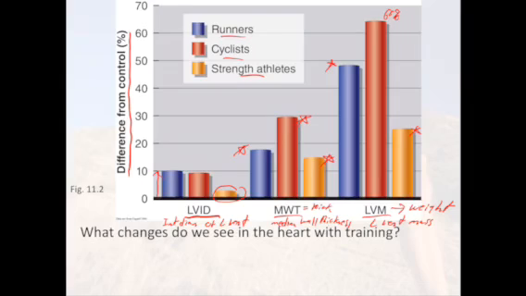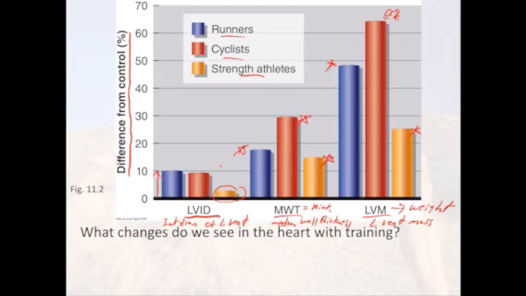So obviously we see major increases in both the diameter, the open space in the heart with training, and then we also see increases in the actual thickness of the muscle, so we get hypertrophy of those cardiac muscle cells. Okay, the one thing you might be wondering is why the strength athletes look so much different, really maybe even why the cyclists look different.